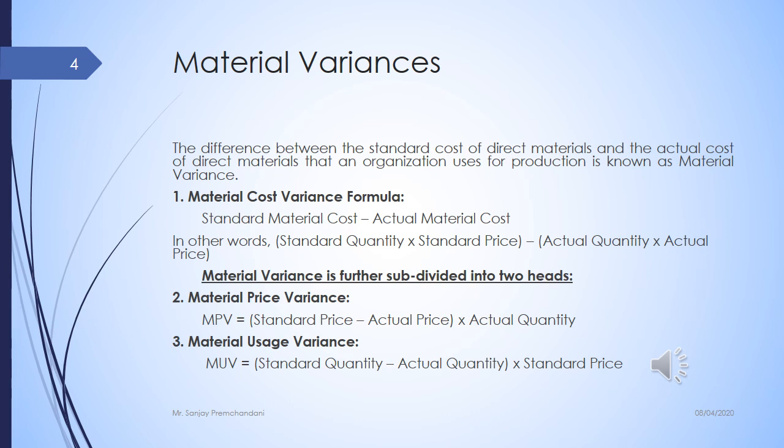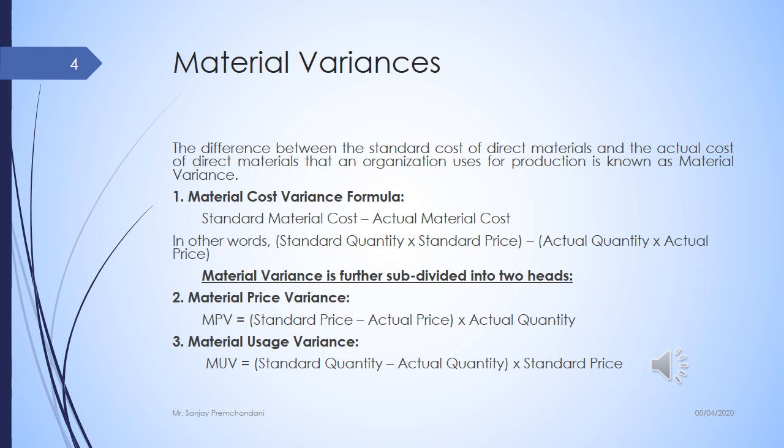Now material cost variance is again divided into two heads or two formulas. The first one is material price variance. How do you get the material price variance? You have to see the difference of price, standard price minus actual price, and it will be multiplied with the actual quantity. When we are considering price, we are seeing the difference of price, so we have to multiply with actual quantity.